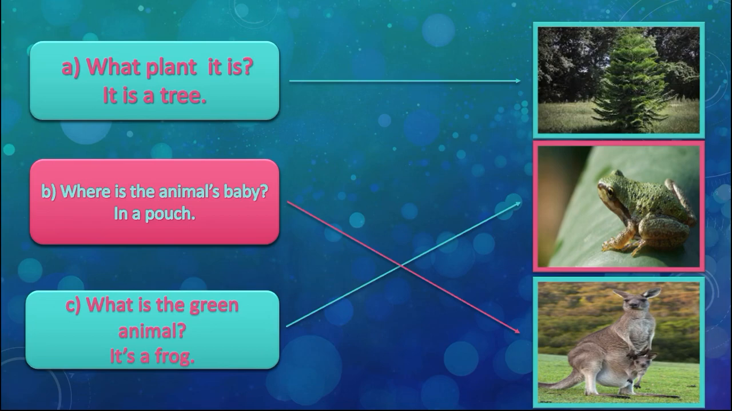Question B is where is the animal's baby? In a pouch. Now picture number 3 of a kangaroo shows a pouch in which the kangaroo has a baby. So we'll match picture number 3 with part B. C, what is the green animal? It's a frog. So question number 3 matches with picture number 2 of a frog.